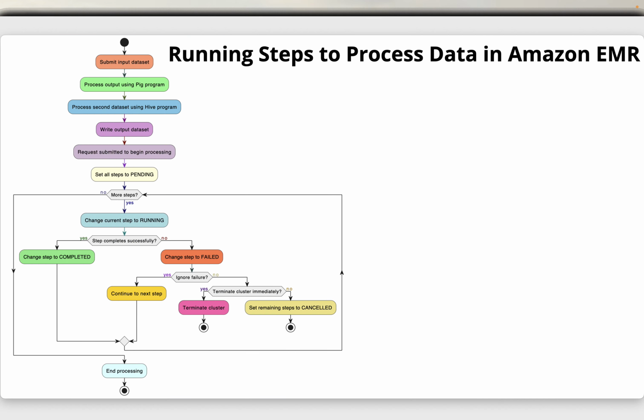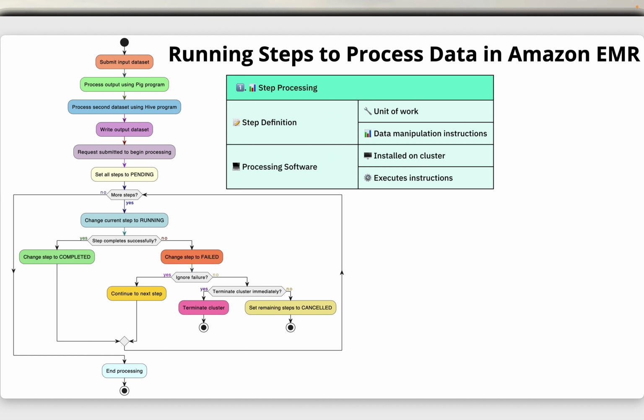Running steps to process data in Amazon EMR. So the first one is submitting ordered steps to an Amazon EMR cluster for data processing. You start with a step definition, which is a unit of work containing instructions to manipulate data, and then processing software, which is installed on the cluster to execute the instructions.